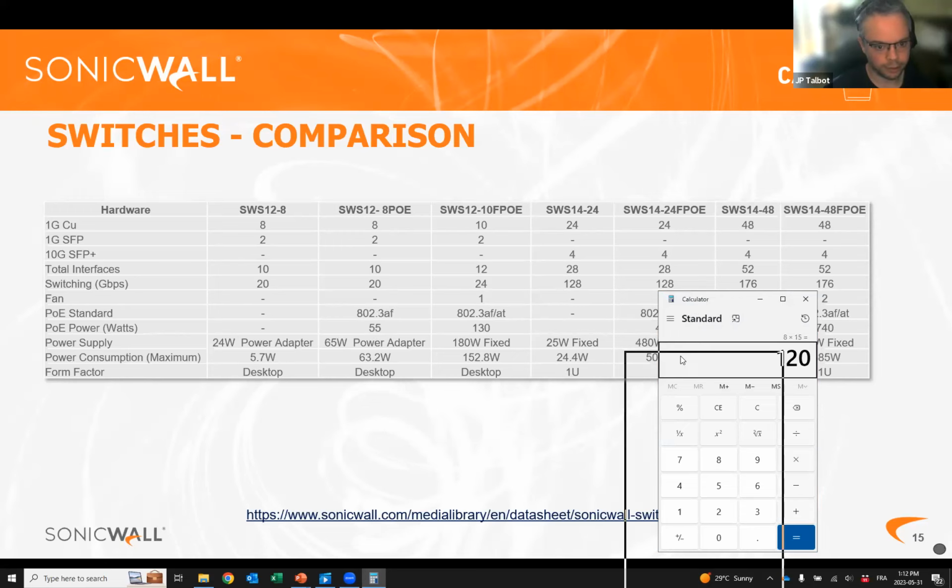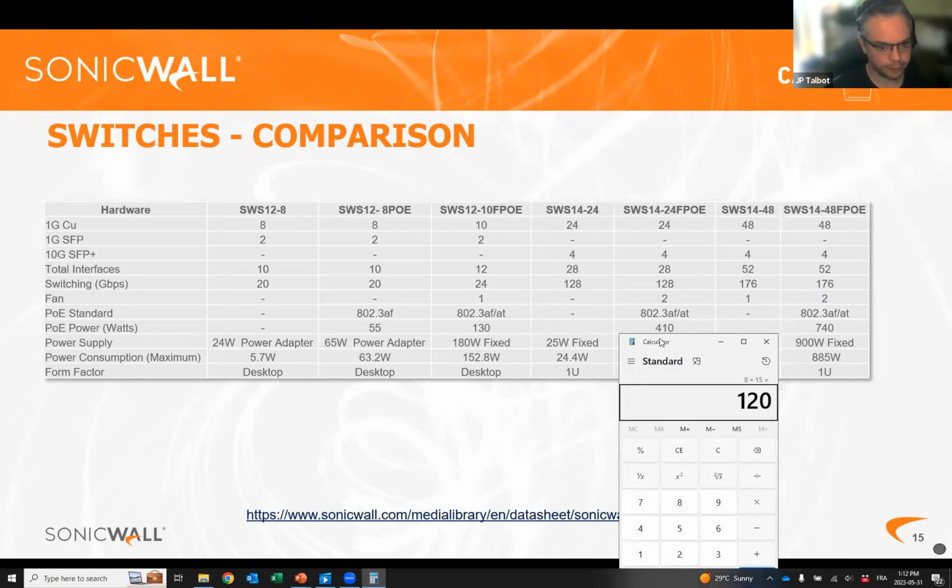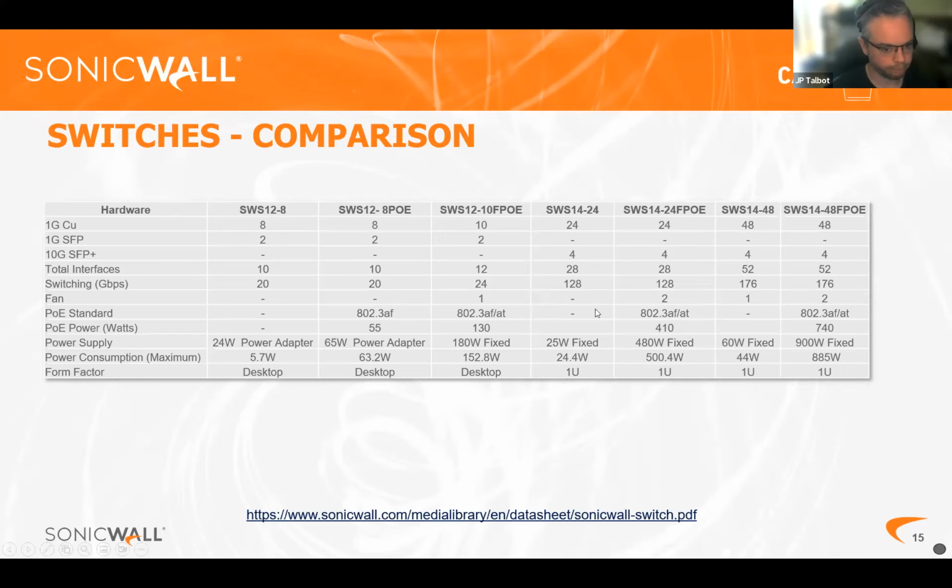But if we pick, let's say, this one here, 24 ports times 15 watts, so it's 360, but the switch can do 410. So it can do full PoE. Every single port can do AT PoE, which is 15 watts. And of course, we'll still have budget left for a few AT, which is 30 watts as well.